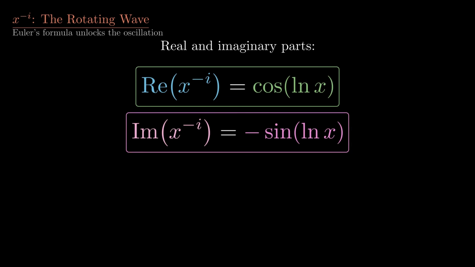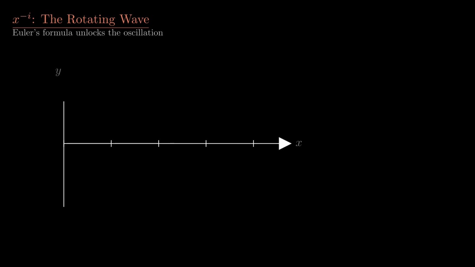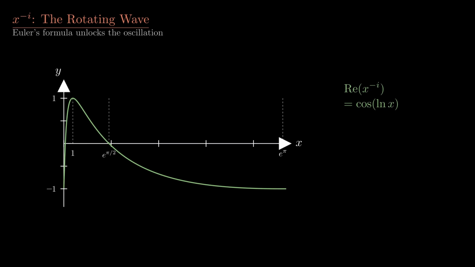If we plot these components against x, we don't get a flat line anymore. We get an oscillation. The real and imaginary parts create a paired wave that gets stretched out horizontally as x grows larger, but notice how the amplitude never decays.